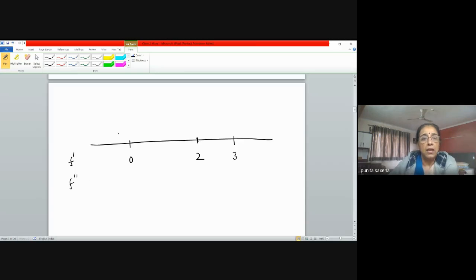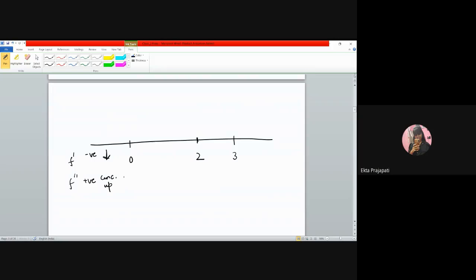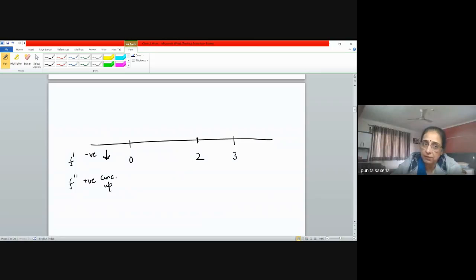Okay, now for x less than 0, f dash was less than 0, यही था ना? That means your function was decreasing here, decreasing. ठीक है, and for x less than 0, अच्छा चलो यहाँ पे साथ साथ लिख देते हैं, f dash was negative, therefore the function was decreasing, f double dash was positive, therefore the function was concave up. यही था ना, ठीक है, decreasing and concave up.